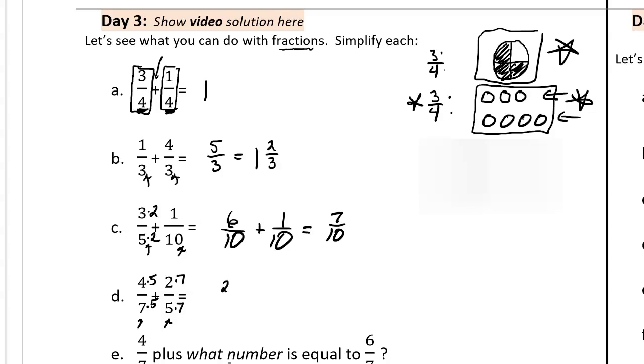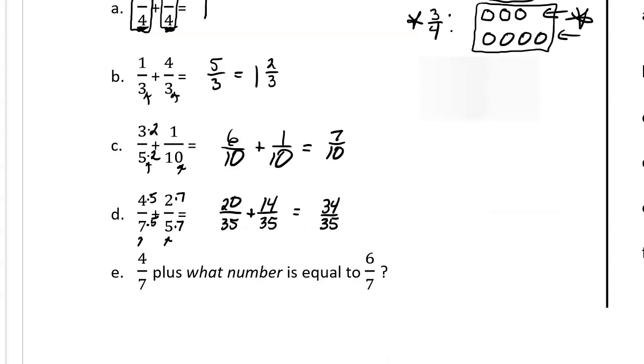4 times 5 is 20 over 35. 2 times 7 is 14 over 35. Now that the denominators are the same, the fractions can be added. 34 out of 35. Question E, 4/7 plus what number is equal to 6/7? The answer is 2/7.